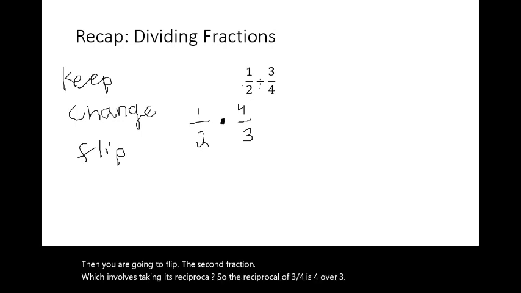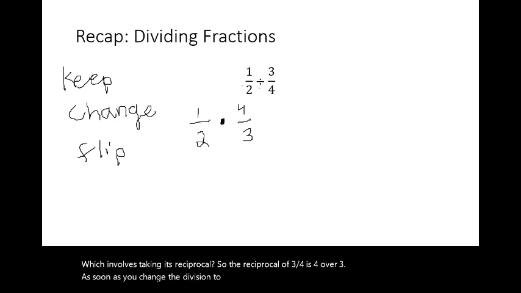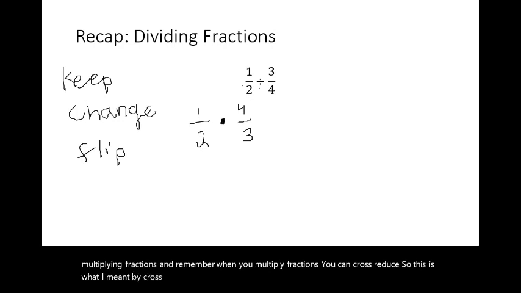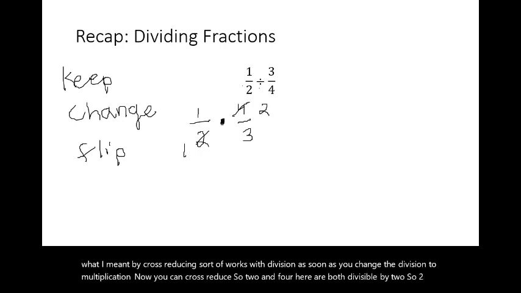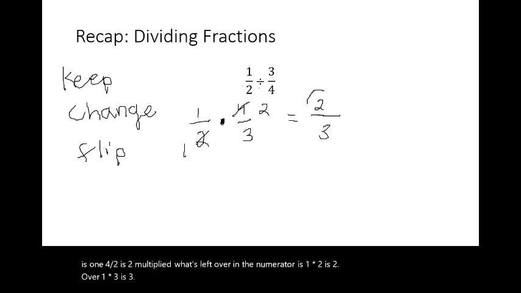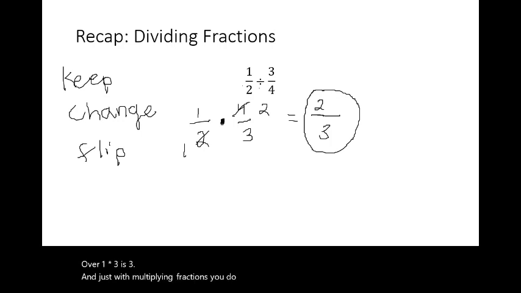As soon as you change the division to multiplication, now it is going to follow the rules for multiplying fractions. And remember, when you multiply fractions, you can cross-reduce. So this is what I meant by cross-reducing sort of works with division. As soon as you change the division to multiplication, now you can cross-reduce. So 2 and 4 here are both divisible by 2, so 2 divided by 2 is 1, 4 divided by 2 is 2. Multiply what's left over in the numerators. 1 times 2 is 2, over 1 times 3 is 3. And just like with multiplying fractions, you do not need common denominators when you divide fractions.